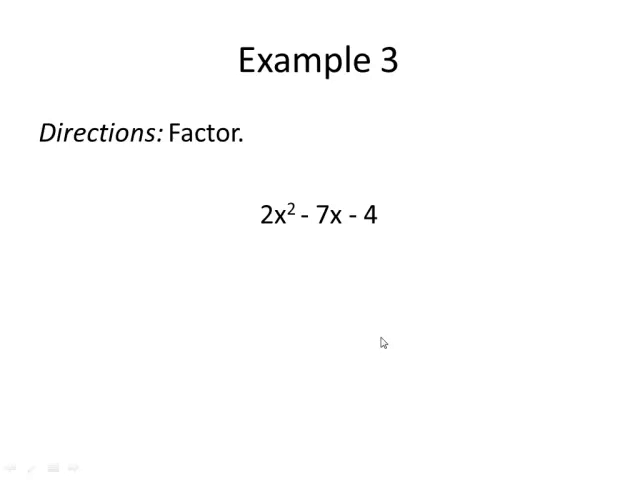Okay, example 3. If I take 2 times 4, so that's 8, I want to find two numbers that multiply together to get 8 that differ by 7. Okay, so it's going to be 1 and 8.